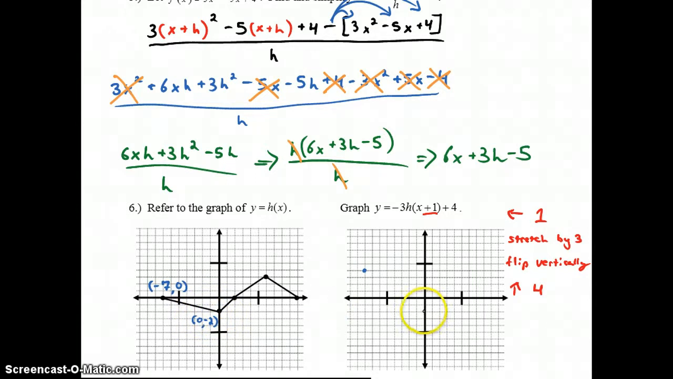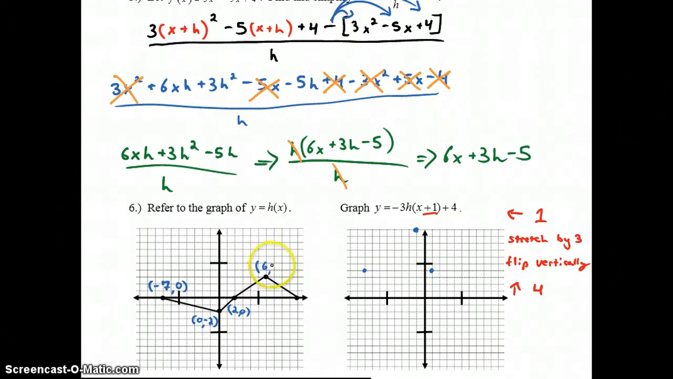Let's go to the next point, at 0, comma negative 2. Well, I start at 0, negative 2, I go left 1, stretch vertically by a factor of 3, getting me to negative 6, flip vertically, going to positive 6, and then shift up 4, putting me at positive 10. There's my second point. Third point is at 2, comma 0, so I shift left 1, stretch by 3, does nothing, flip vertically, does nothing, and just go up 4 units.